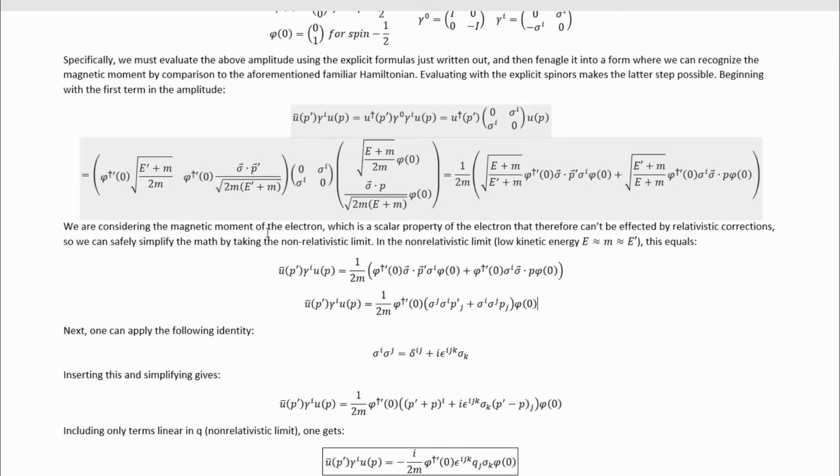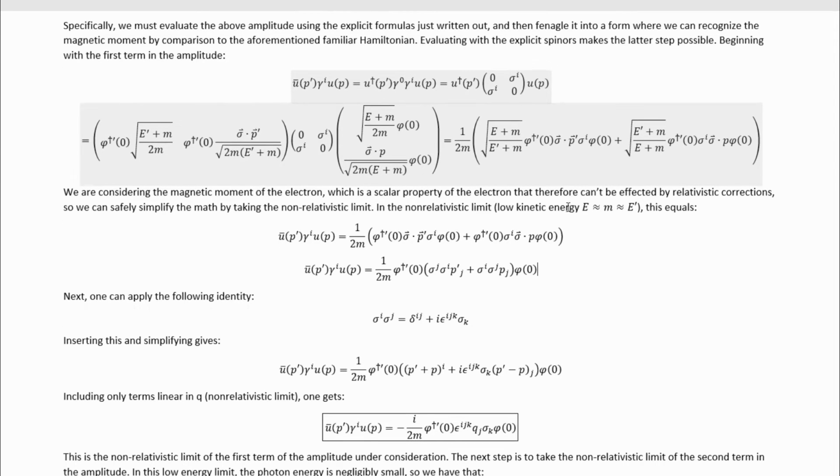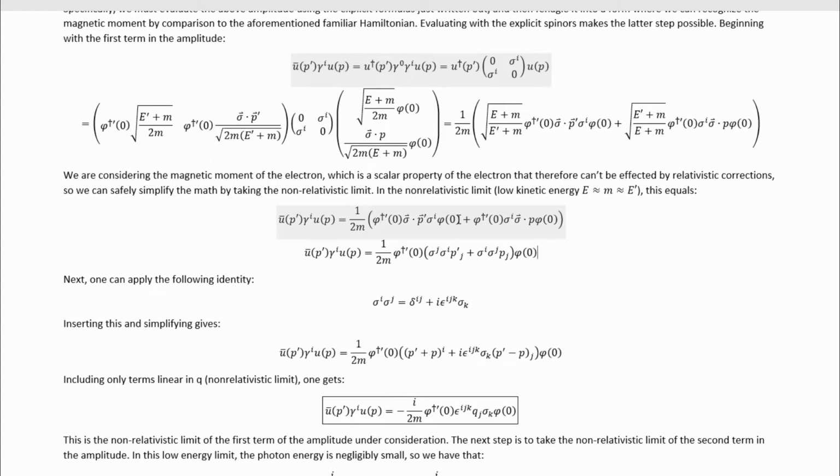We are considering the magnetic moment of the electron, which is a scalar property of the electron that therefore can't be affected by relativistic corrections. So we can safely simplify the math by taking the non-relativistic limit. In the non-relativistic limit, meaning low kinetic energy, where these rough equalities are true, this thing simplifies down to that, and we can do some factoring to get this.